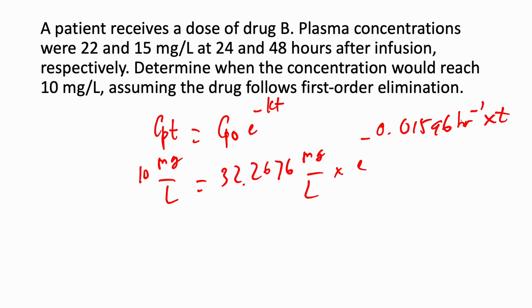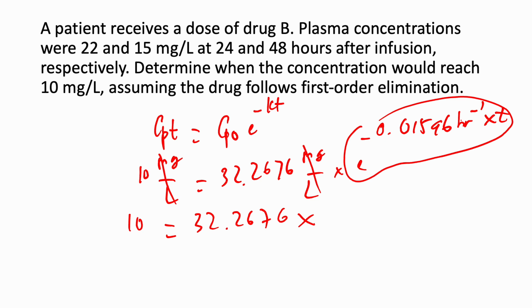So you have the equation. Now next we need to calculate, we just cross out the unit here. So then you will have 10 equal to 32.2676 times exponential minus 0.01596 times T, and the T here is in hours.